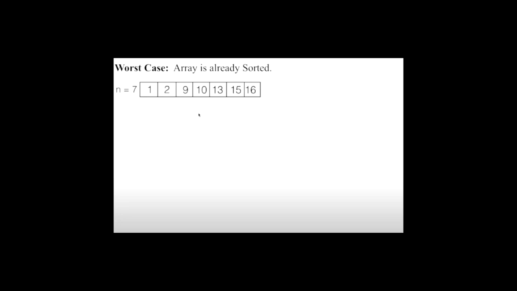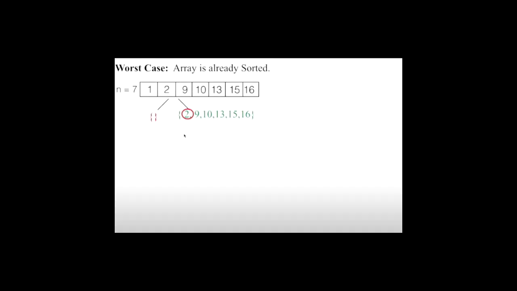Here we can see this array is already sorted. I'm going to select 1 as a pivot element. Less than 1 elements will be in the left side array and greater than 1 elements will be in the right side array. We do not have any less than 1 elements, so left side array is empty and everything will be in the right side.